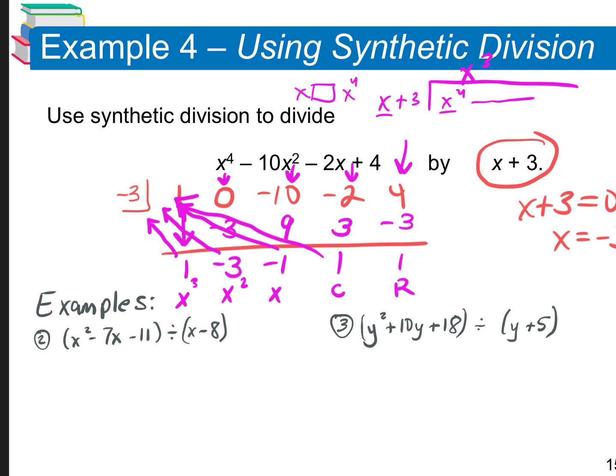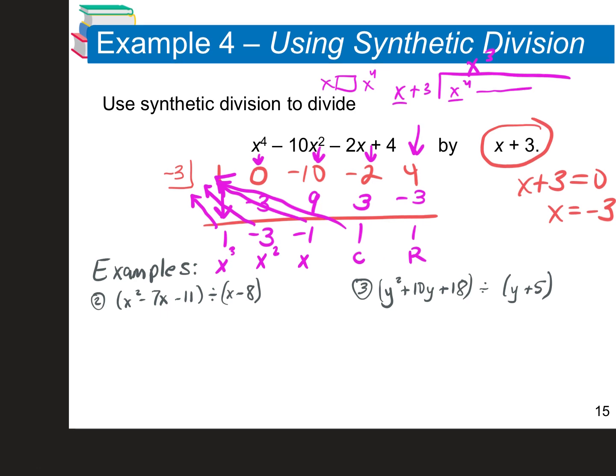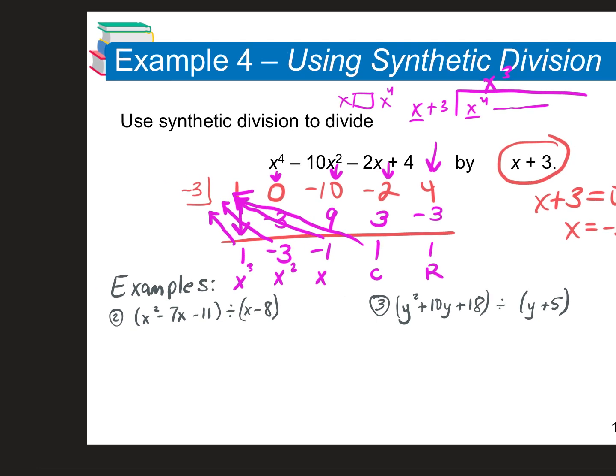Your coefficients that you end up with are always going to be one less than what you started with, because think about it, we're dividing. You're going x into the first term. So if I was going to ask you to write the resulting polynomial here, you guys would have 1x cubed minus 3x squared minus x plus 1 over what? Would you divide by? X plus 3. Synthetic division is just a shortcut. You're actually doing the polynomial division. You just don't have to do the long process.